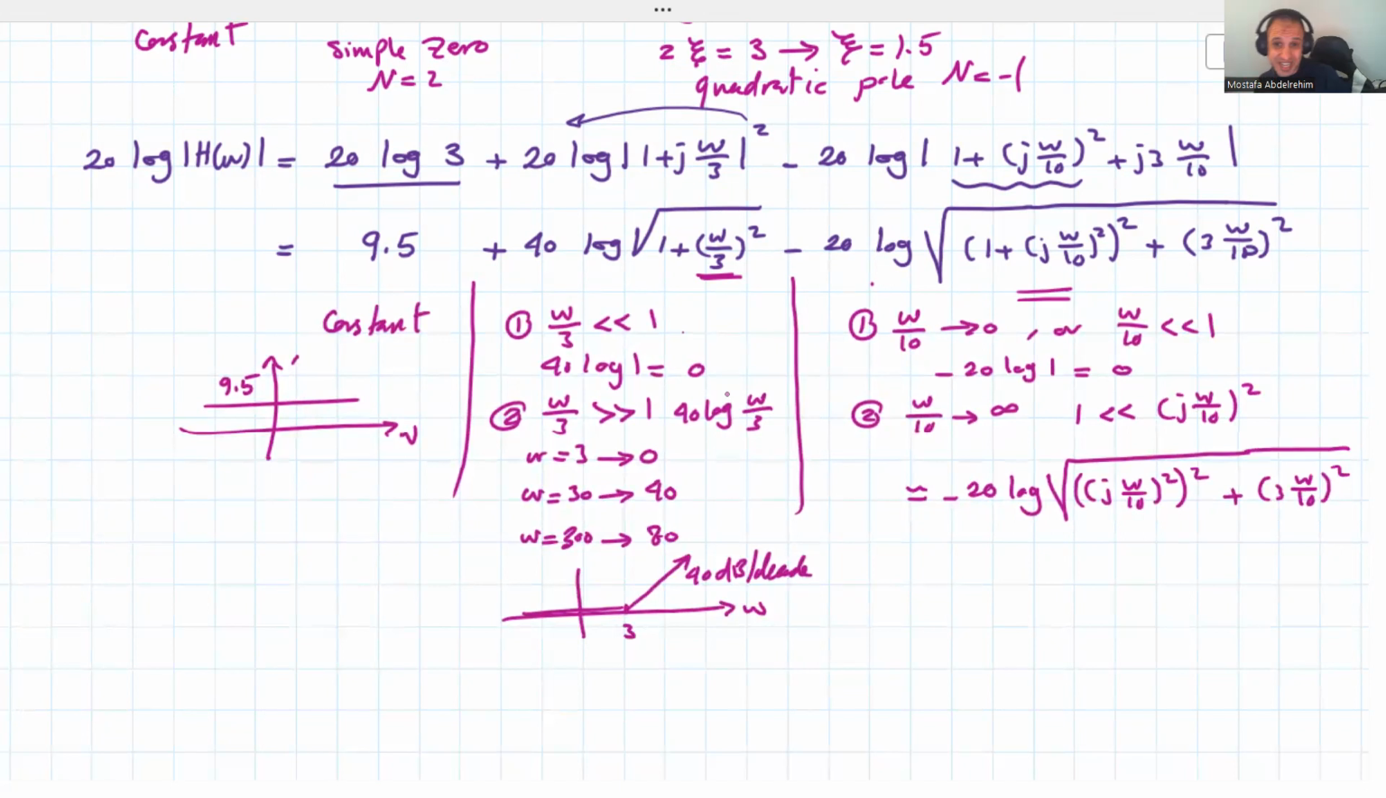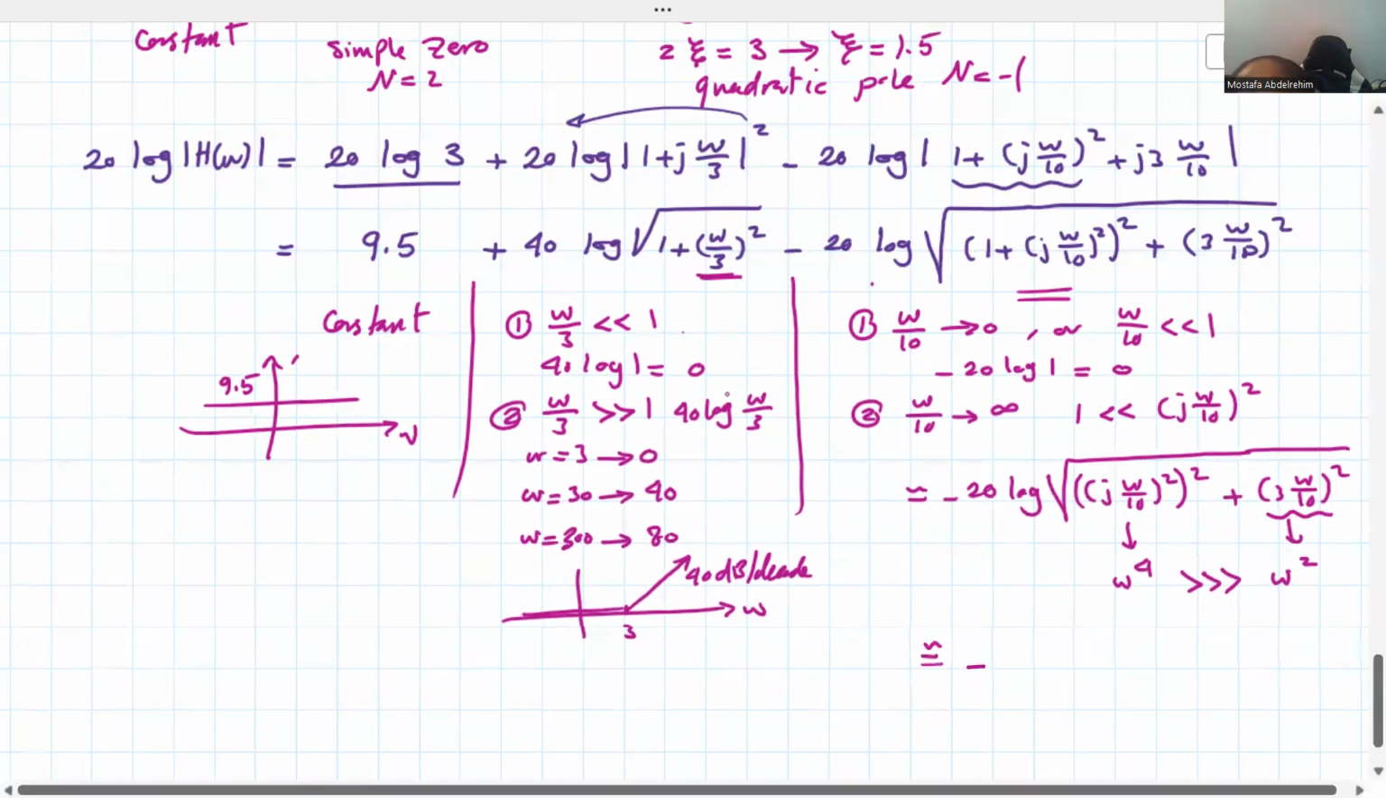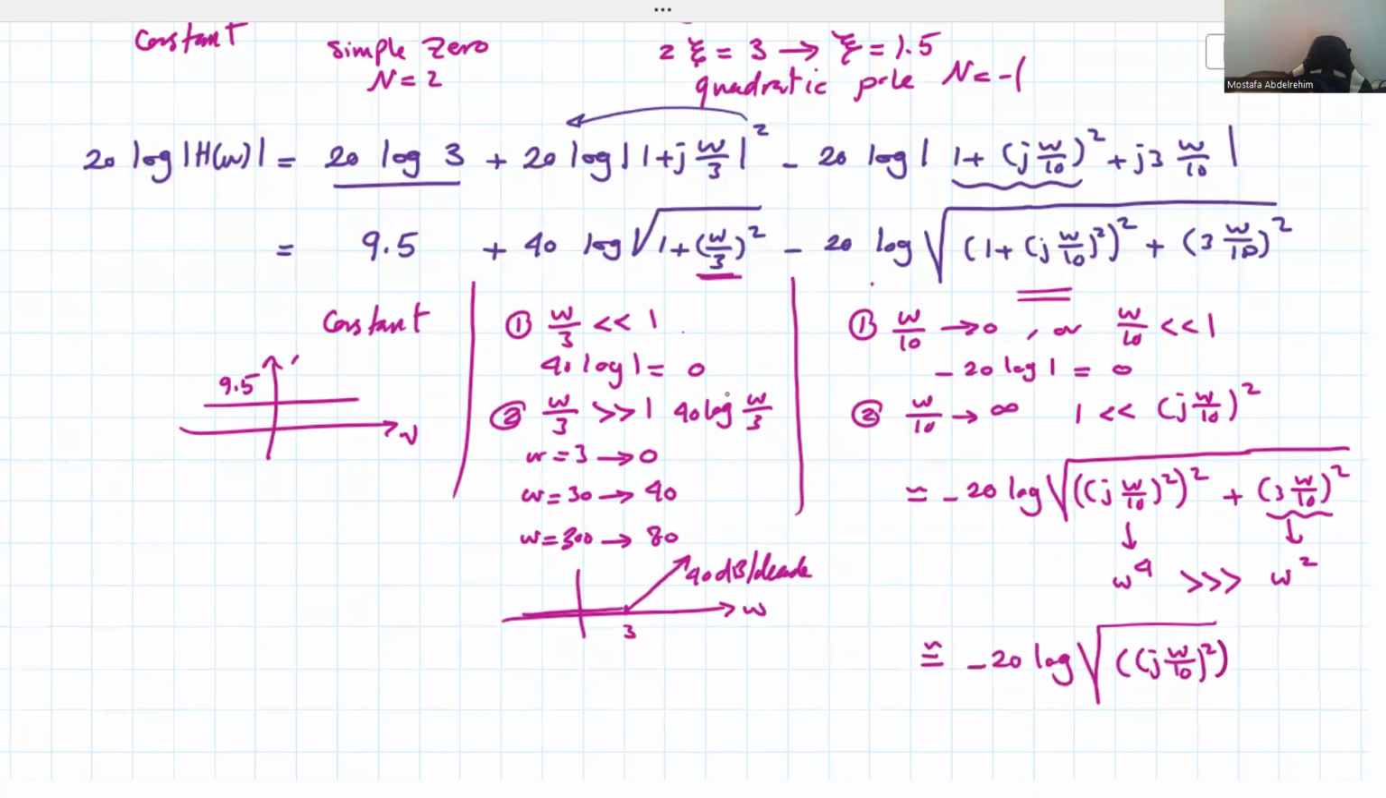The second approximation is as follows. Remember, this guy here is omega to the power of 4. This guy here will have omega to the power of 2. And if omega over 10 tends to be infinity, omega to the power of 4 will be much higher than omega squared, so we can neglect that term. So the second approximation is minus 20 log square root of 2 squared omega over 10 squared.